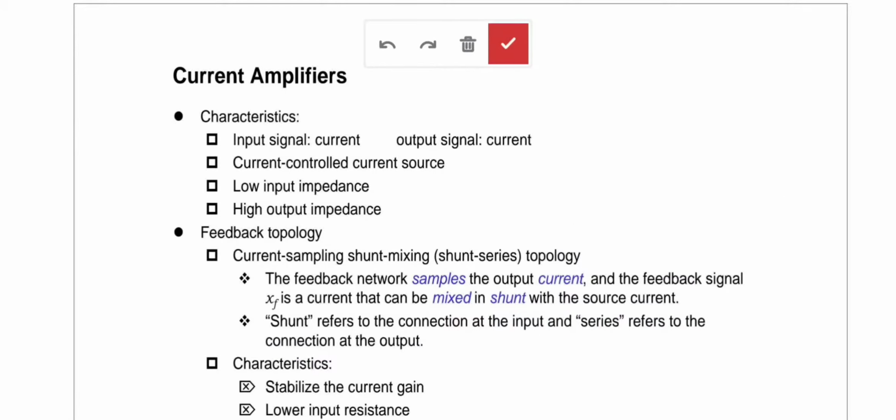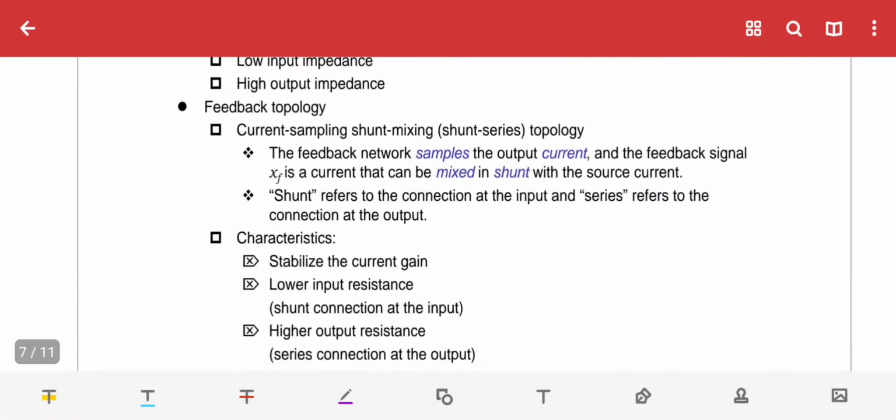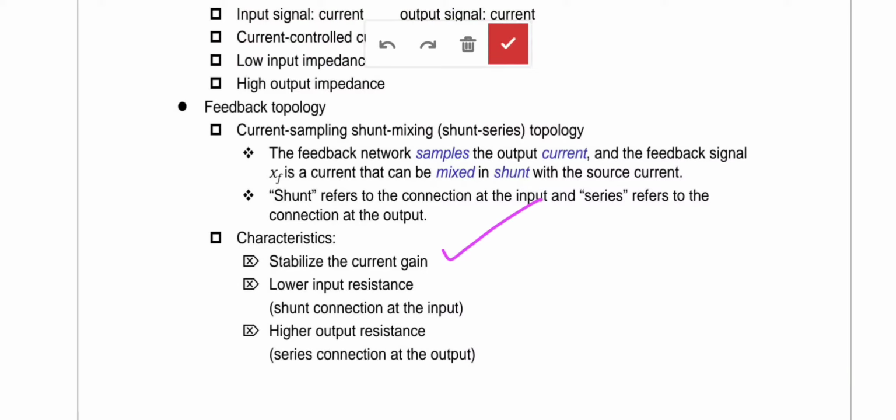And what are the characteristics of this particular topology? It stabilizes the current gain. It is a current amplifier, right? So it stabilizes the current gain. Since input is parallel connection, lower input resistance. Since output is series connection, higher output resistance. Now we will see the structure.